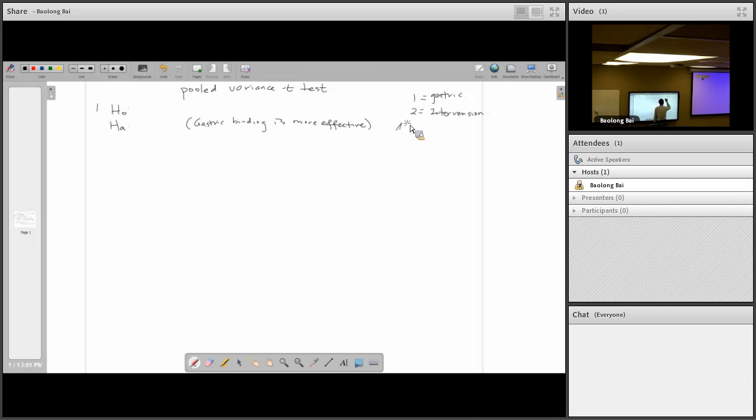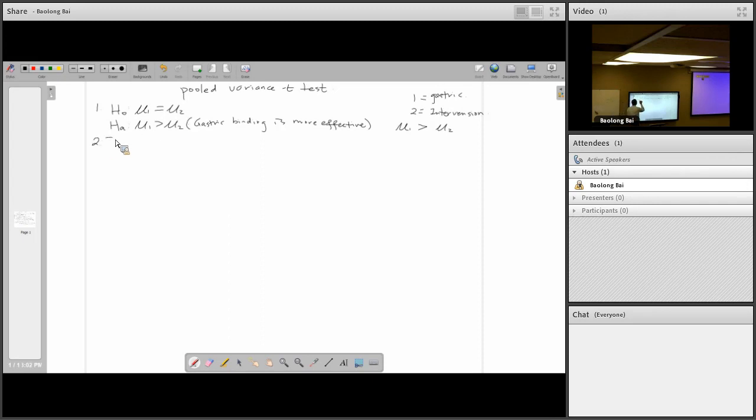So we have two values to compare, mu1 and mu2. mu1 is the average weight loss of gastric binding process people, and mu2 is the average weight loss going through the intervention program. We want to see if gastric binding is more effective. That means we expect it to have a bigger weight loss, right? So that's our claim: mu1 is greater than mu2. And the null hypothesis is mu1 is equal to mu2, right? So gastric binding is the same effective as intervention program.